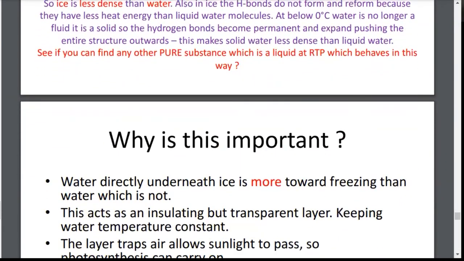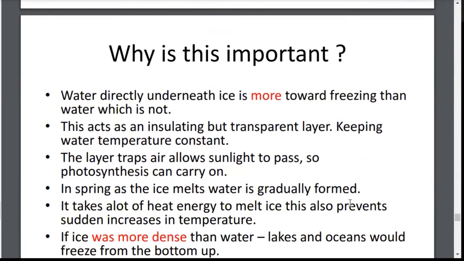Anyway, this is important as well, because the water underneath the ice is more toward freezing than water which is not. What happens, like in the lake in the picture above, is you get an insulating but transparent layer which keeps the water temperature constant. The layer traps air, but also allows sunlight to pass, so photosynthesis can carry on, which means oxygen can still be produced in the water, which means life can carry on even in winter. When springtime happens, the ice melts very slowly, and water is gradually reformed and released back into the lake or pond or whatever it is.